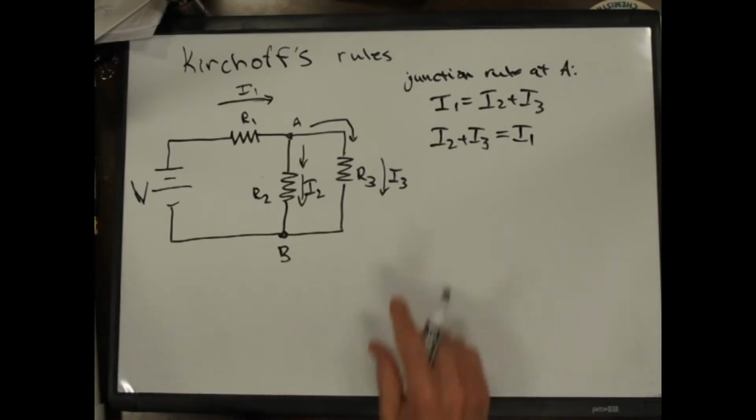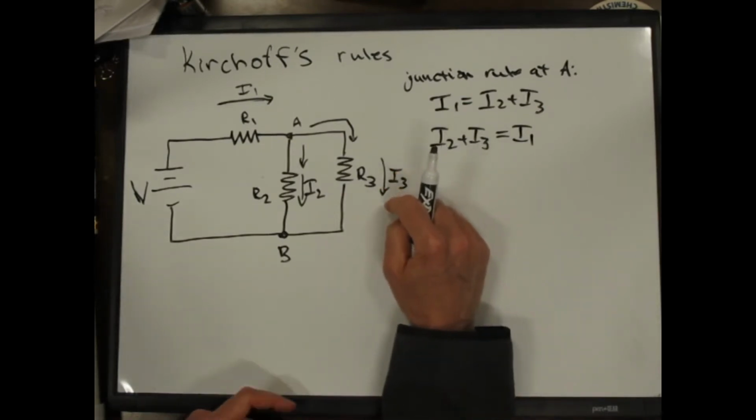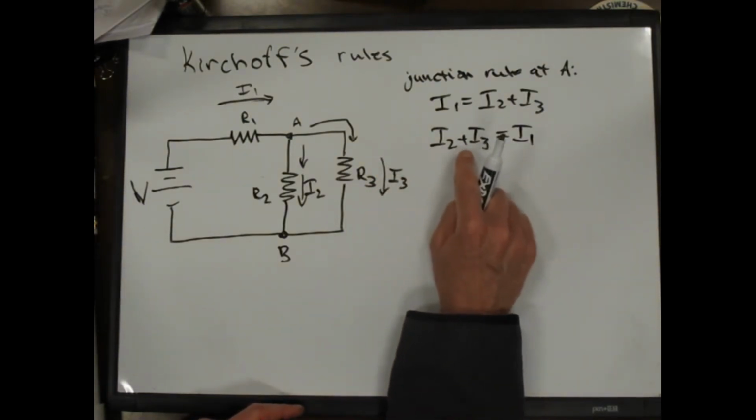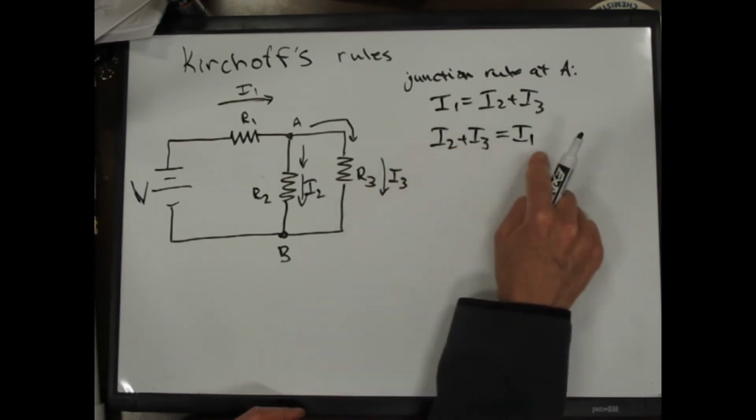By the way, it doesn't matter, believe it or not, how you pick the currents. You could have chosen I3 going up and I2 going down. It would change this equation. Instead, if we picked I3 going the other way, it would be I2 equals I1 plus I3.